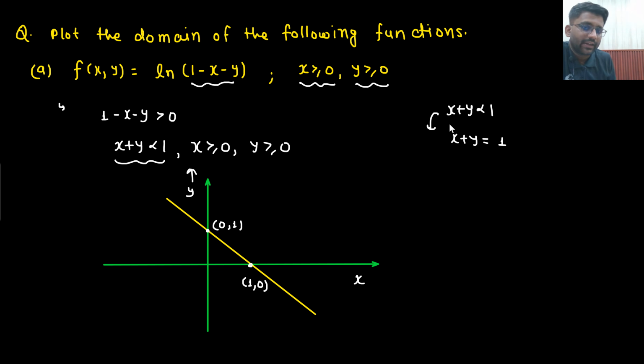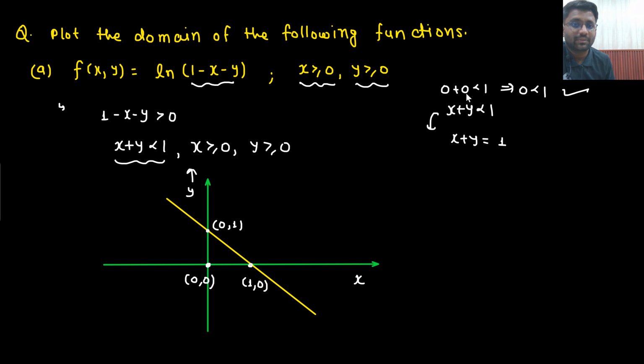Now sir, what they have asked is x plus y should be less than 1. So which region would we be taking? This region or this region? What you do is you take any point in this region. Let's say I take point 0, 0 and put 0, 0 in this equation. What are we getting? 0 less than 1. Is it correct? Yes sir, this inequality is correct. 0, 0 satisfies this condition. That means 0, 0 will be lying in the region.